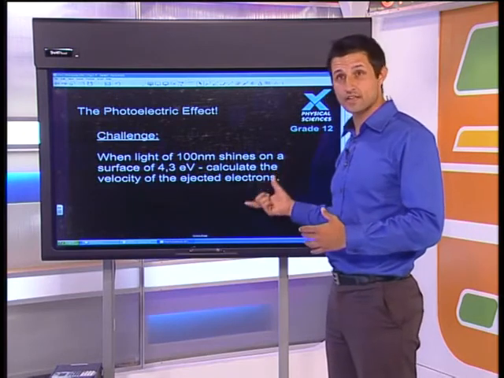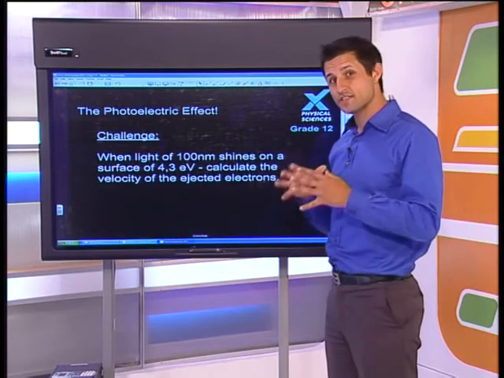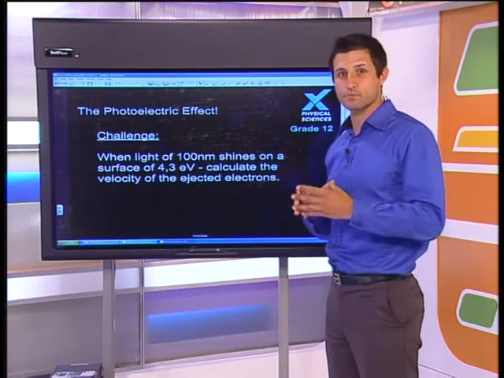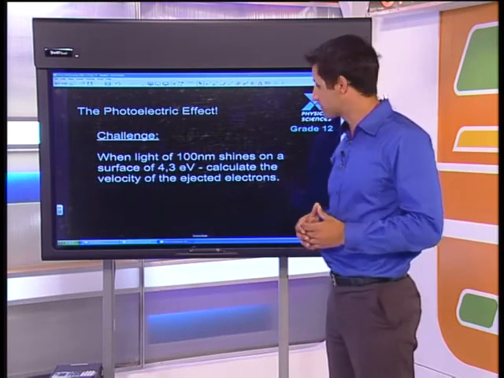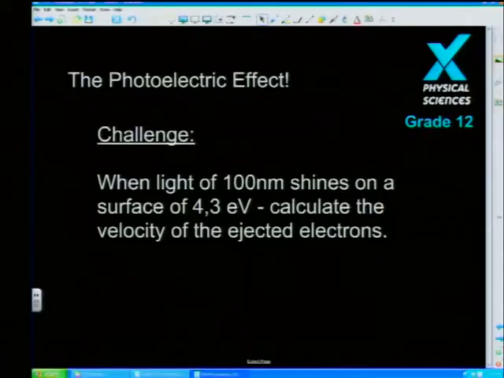So I'd like you to take this challenge question down, see if you can post a couple of answers on our Facebook page, maybe Twitter them through, and we'll see if any of your tweets are correct. So 100 nanometers is our wavelength of light. 4.3 electron volts is the work function, and I want you to calculate the velocity of the ejected electrons.